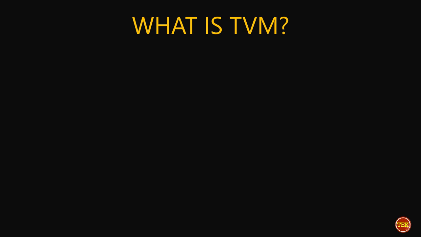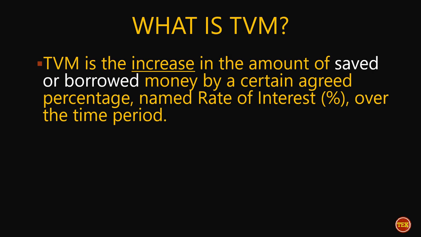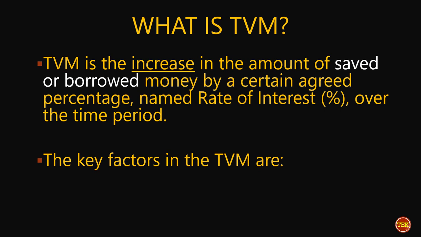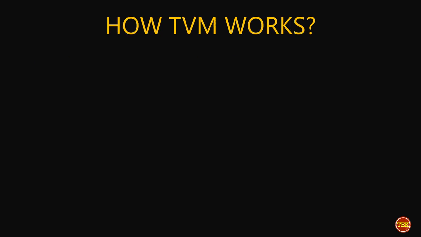First and foremost, what is TVM? TVM is the increase in the amount of saved or borrowed money by a certain agreed percentage called the rate of interest over the time period. The key factors in the TVM are time period and rate of interest.